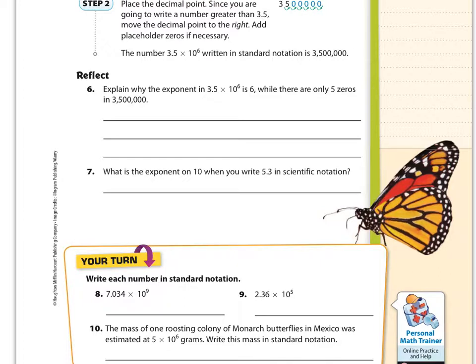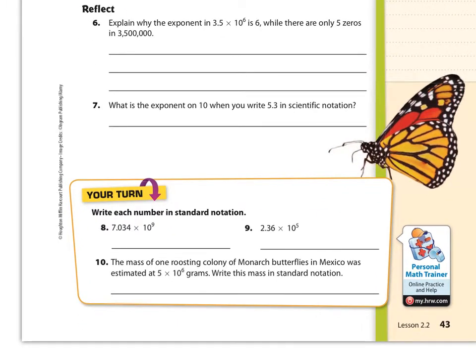So if I have the your turn number 8, and pause it, by the way, if you want to give these a try, or pause it maybe after number 8. 7.034 times 10 to the 9th. The 10 to the 9th means I'm going to move this thing over 9 times. So if I move it over 3 times, I get past the 4. Then I got 1, 2, 3, 4, 5, 6. I need to put zeros in where I did not have a number already there. And then this last 0 I just wrote is my new ones place. So my number in standard notation is this, a very, very big number. 7,034,000,000.